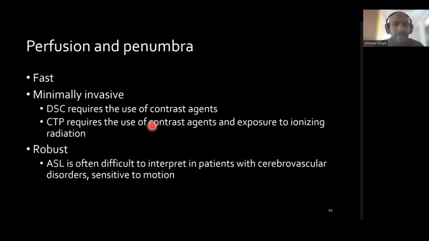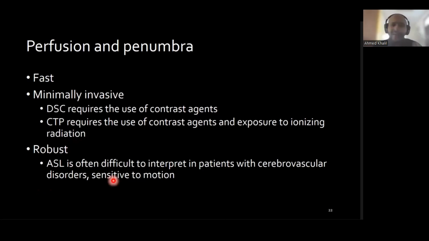DSC MRI, for example, requires the use of contrast agents. CT perfusion also requires the use of contrast agents, and it exposes patients to ionizing radiation, which in the vast majority of cases where it's clear the patient has a stroke is definitely justifiable. Basically, you can justify exposing the patient to that ionizing radiation because the benefit far outweighs the risks. But there are certain situations where you have to think twice, I think. And of course, it also has to be robust, as we mentioned earlier.